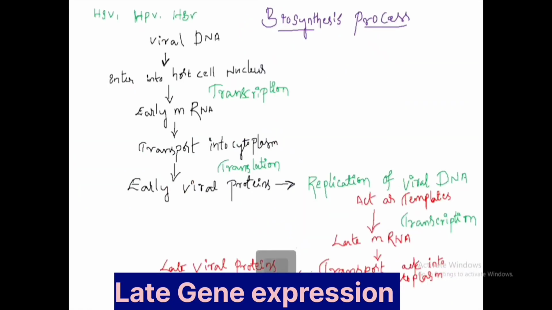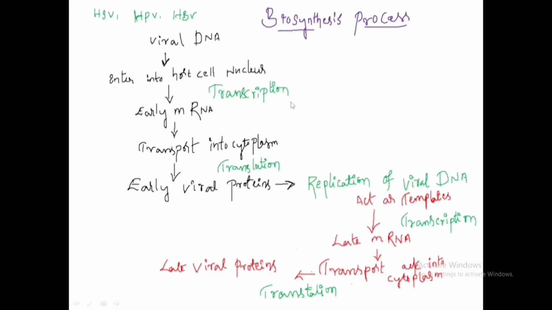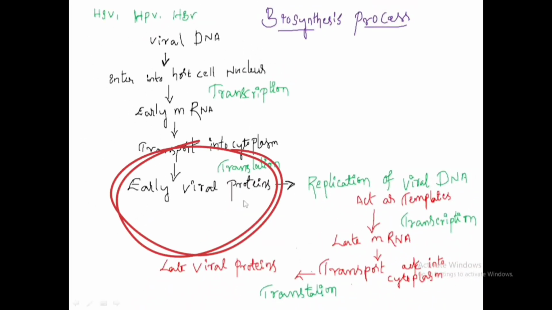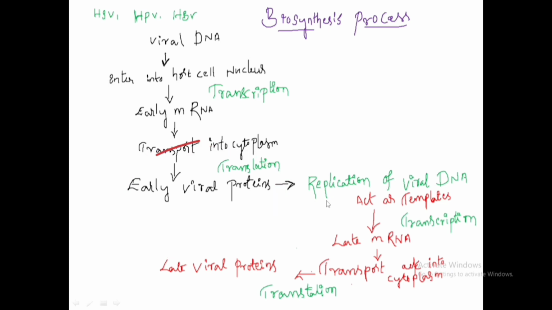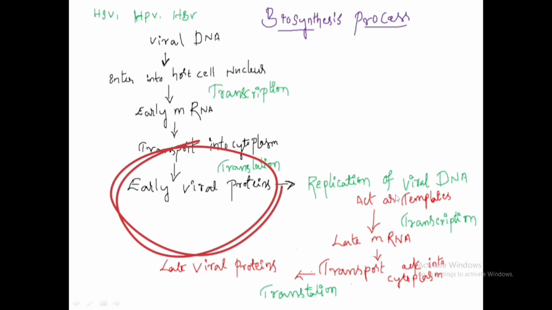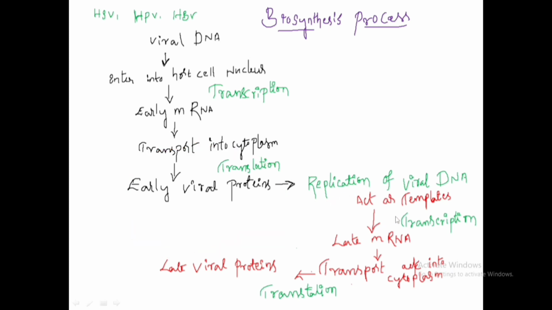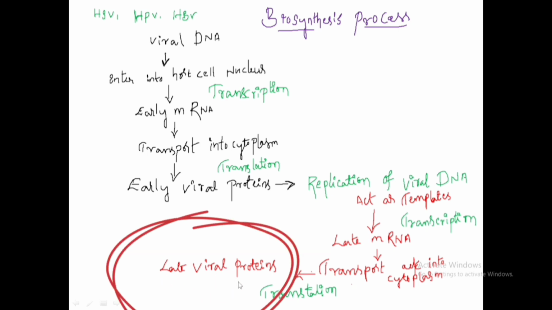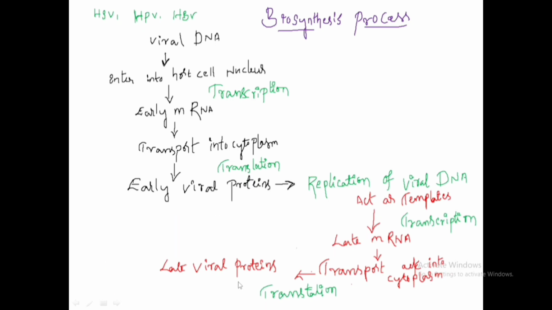Here, the same process I just explained, with the help of a flow chart. Here you see early gene expression, and the result is formation of early viral proteins. These are all important for replication of viral DNA. This viral DNA acts as a template and starts the late gene expression. Then the late viral proteins are formed, which are important for formation of viral structural components. So this is nothing but the biosynthesis process of DNA viruses.